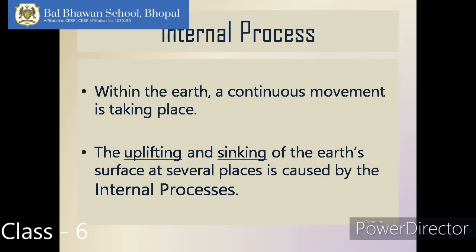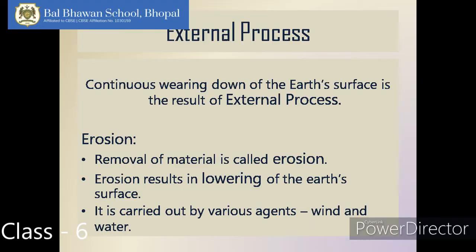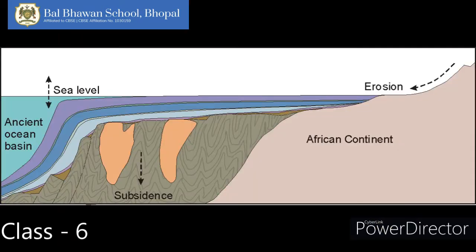Within the Earth, a continuous movement is taking place. The first, or the internal process, leads to the upliftment and the sinking of the Earth's surface at several places. The second is the external process. It is the continuous wearing down and rebuilding of the land's surface. The wearing away of the Earth's surface is called erosion. Erosion results in lowering of the Earth's surface. It is carried out by various agents like wind, water, and ice.